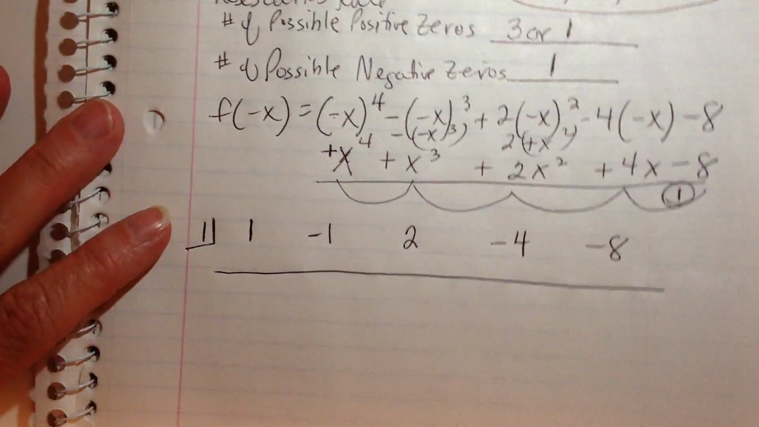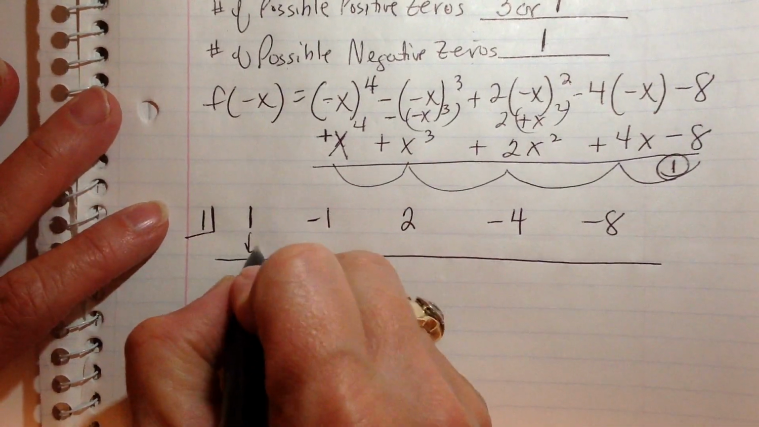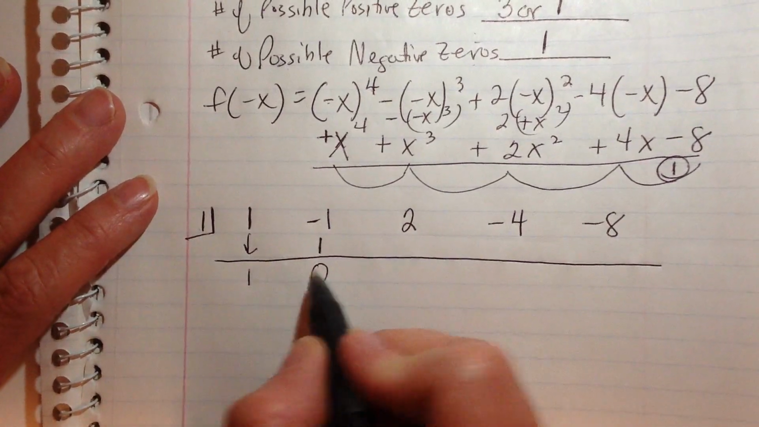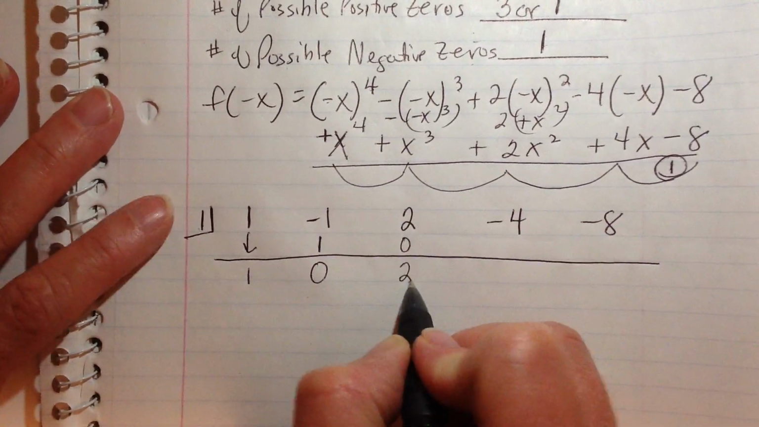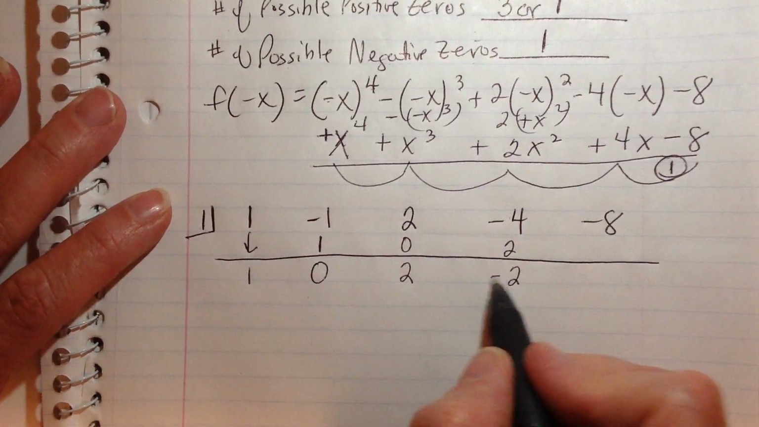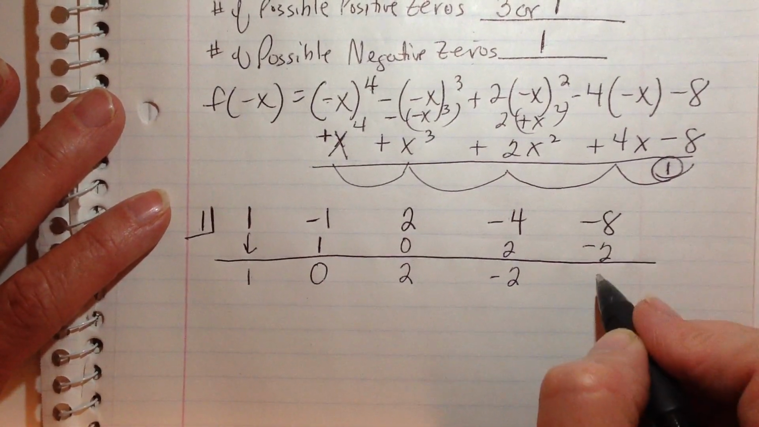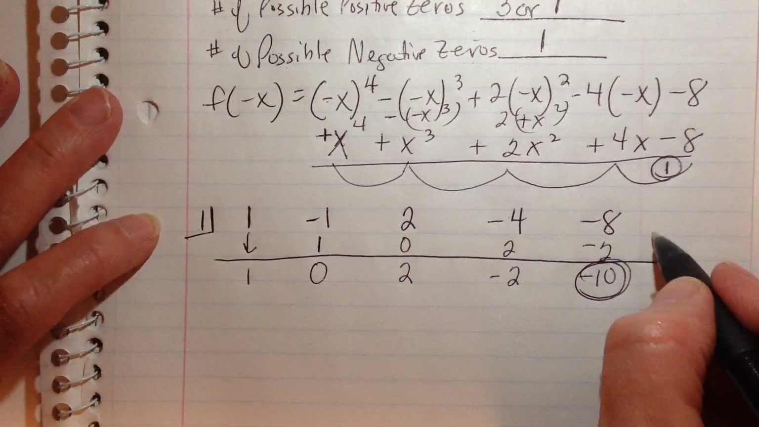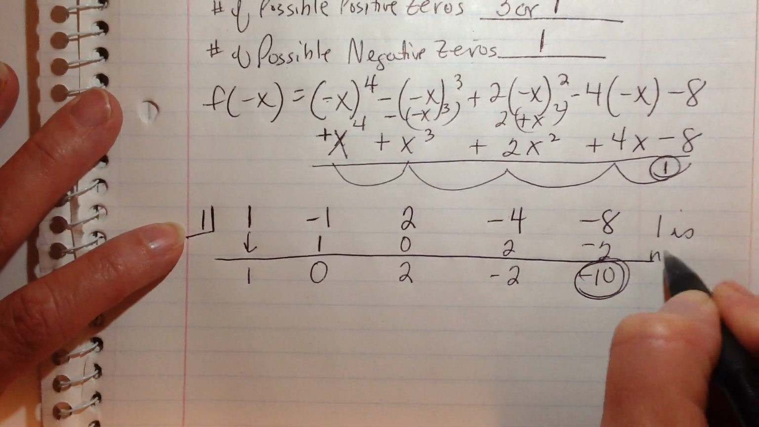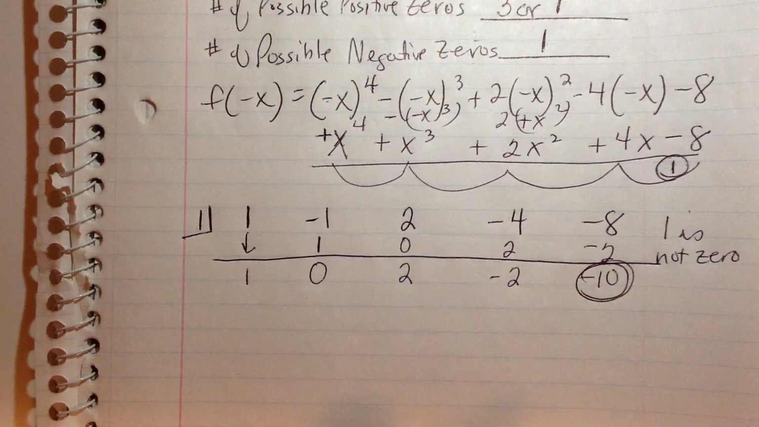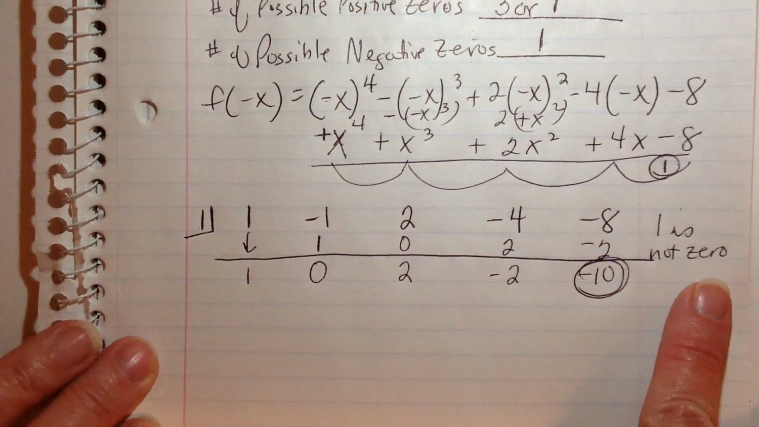We multiply and we add. So we pull down 1. 1 times 1 gives you 1. Add, we get 0. 1 times 0 is 0. Add, you get 2. 1 times 2 is 2. Add, we get negative 2. 1 times negative 2 gives me negative 2. Add, we get negative 10. Unless we get a remainder of 0, the number is not a real 0. So 1 is not a real 0.